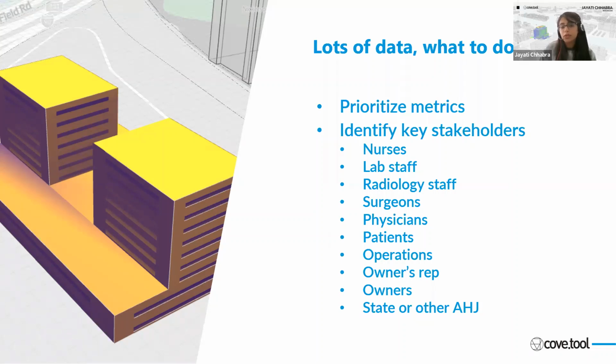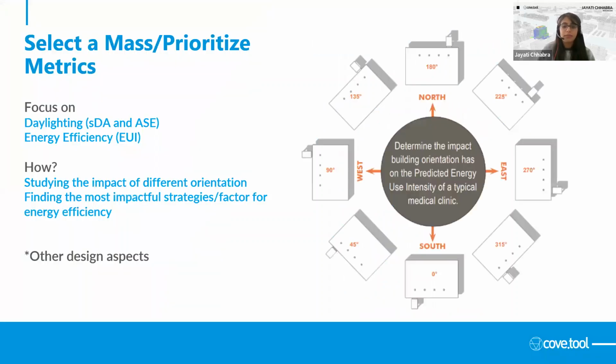So if you can bring these stakeholders together and get them to assign priority to metrics, it can allow you to make various decisions. In this EUA case study of a medical clinic, they didn't have as many stakeholders as I listed, as you would have in a big hospital. Their focus was mainly on maximizing the daylight and minimizing the energy consumption for their building. They wanted to study the impact of different orientations on energy and daylight. And if not orientation, they wanted to understand what other factors would have a significant impact on the predicted energy use intensity.